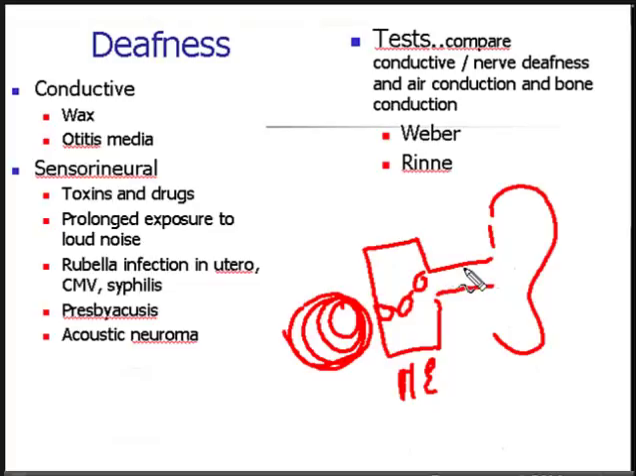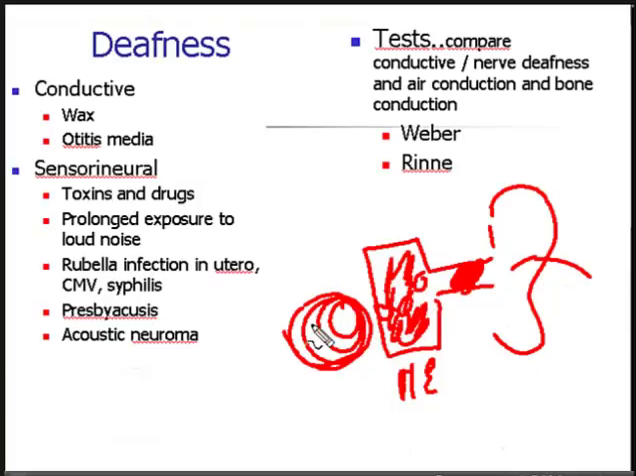So if there's a problem, let's say there's wax up here in the external auditory canal, so naturally sound cannot pass through because it's blocked by this. Or if there's otitis media, which is inflammation of the middle ear cavity, so this is filled with fluid, so sound passes in, but now it's not allowing the ossicles to vibrate, so again it cannot go into the internal ear. So this is what is seen in conductive deafness.